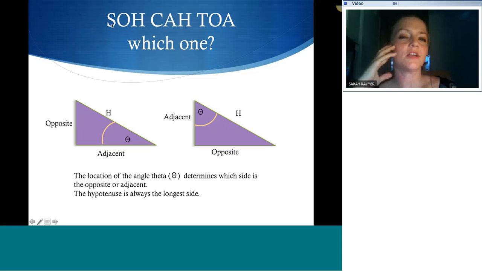Sine of some angle is opposite over hypotenuse, cosine of some angle is adjacent over hypotenuse, and tangent of some angle is opposite over adjacent. When you have an angle such as this one, this is going to determine which is your opposite. The opposite is the one across from the angle. Same here. So they switch depending on where your angle is. The angle theta determines which side is the opposite or adjacent.